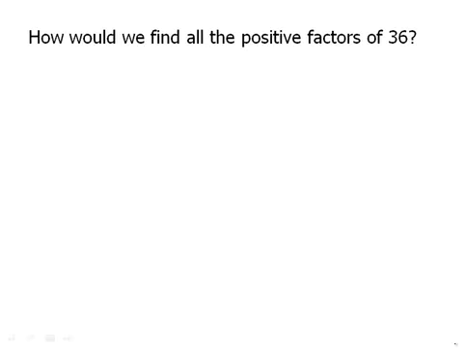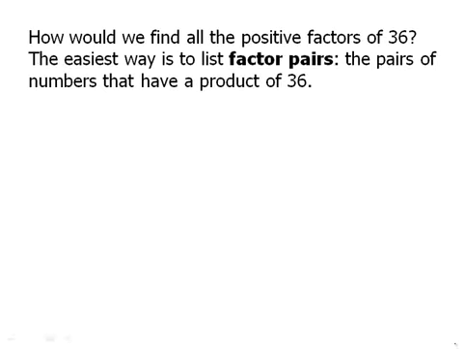Well, it's certainly clear, for example, we know 1 is a factor, 36 is a factor. Maybe it's clear that 2, 3, and 4 are factors, 7 is not a factor. We could go haphazardly, but there's actually a system we can follow to find every factor. The easiest way is to list the factor pairs, the pairs of numbers that have a product of 36.